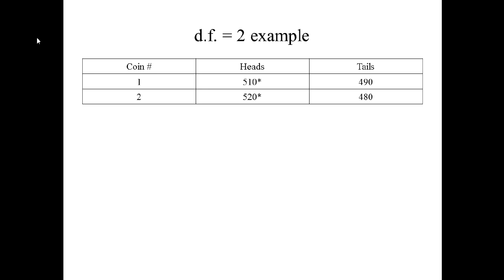And then the experiment is pretty obvious. I'm just going to look at what number of heads come out of each coin and what number of tails come out for each coin. So in this particular case, let's suppose from coin 1 out of the 1,000 coin flips, I get 510 being heads, and therefore the remaining 490 are tails. For coin 2, I get 520 heads, and therefore the remaining 480 are tails.